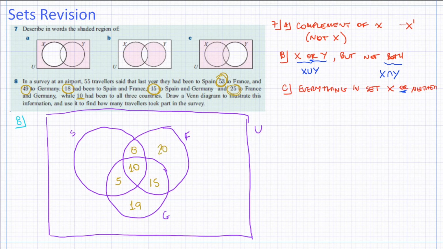You get it, right? Because 53 people went to France, but some of those also went to Spain, some of those also went to Germany, and some of those went to all three of them. So when we consider everything inside of the set F, which is people who went to France, it should add up to 53. Now the last one is Spain. We've got 55, and we already have those here, 5, 10, and 8. So we're only missing 32. And that's basically it.